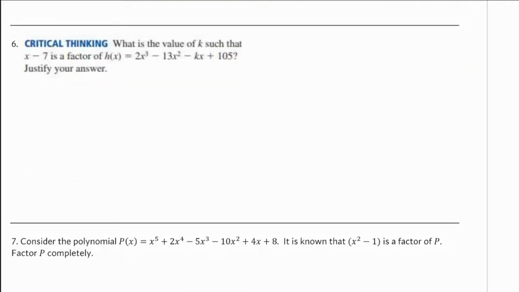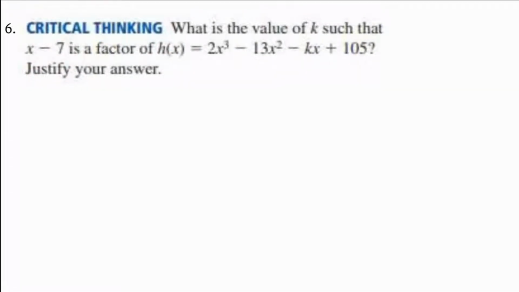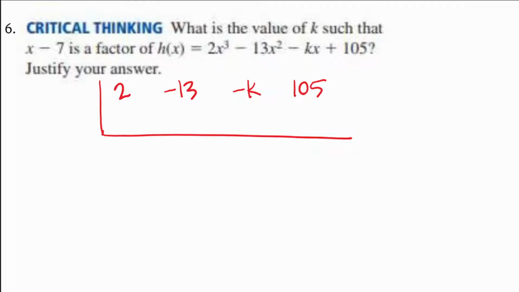All right. Number 6, what's the value of k where x minus 7 is a factor of h of x? So we're going to go over here, enlarge that a little bit, and set up for synthetic division, or synthetic substitution, because if it's a factor, I can run it through synthetic and I'll get remainder 0. So 2x to the 3, negative 13x to the 2, negative kx, and positive 105. We're going to run 7 through there.